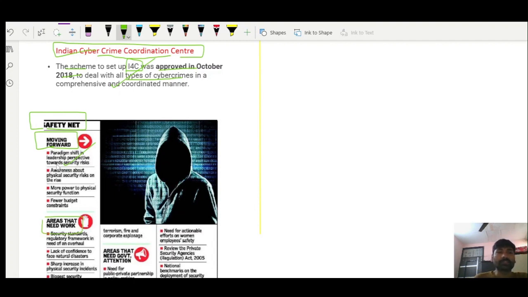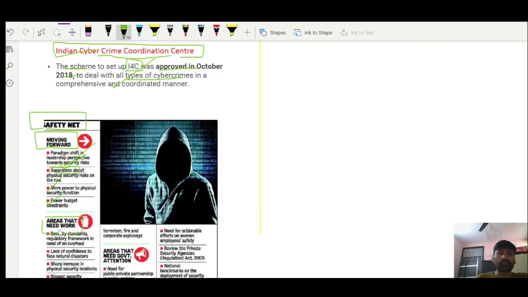Okay, so the paradigm shift in perspective towards security risks. Greater awareness should be provided to the people so that they can minimize the risk of cybercrime-related incidents. So, more power to the physical security function and fewer budget constraints. More budgetary allocations should be made for cybersecurity.